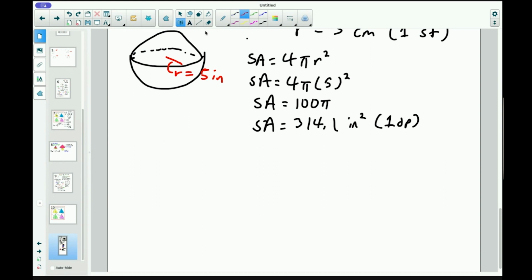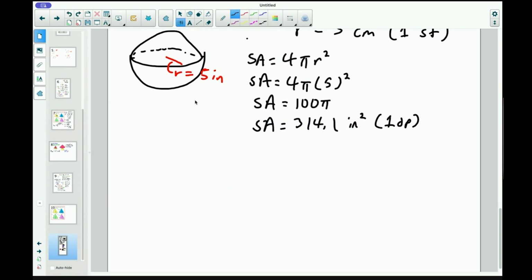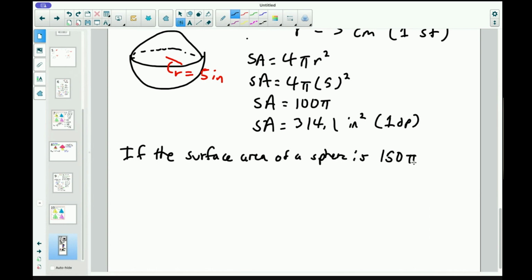Let's say, I'm going to type this question out. No, I'm not. I'm too lazy to type out the pi symbol. If the volume of a sphere, sorry, not volume, if the surface area of a sphere is, let's go with 150 pi, find its radius.